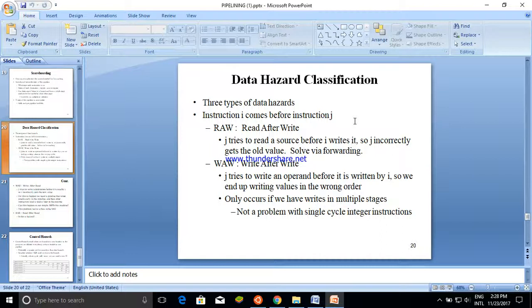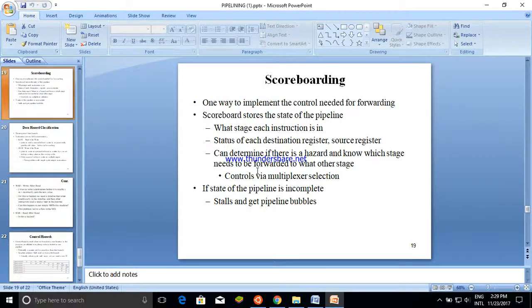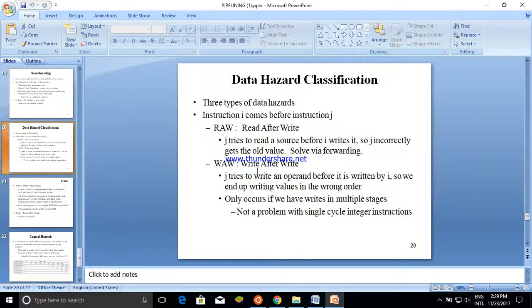So this is one of the hazards. In the resulting register the wrong value gets stored, and we get the wrong value. This is one of the major data hazards, and this can obviously be solved via forwarding, because the last example which we discussed was nothing but a read after write data hazard. Now secondly, WAW, that is write after write. J tries to write an operand before it is written by I. Actually in the previous example, all three important data hazards were discussed.